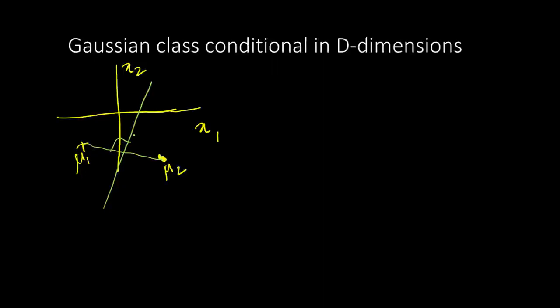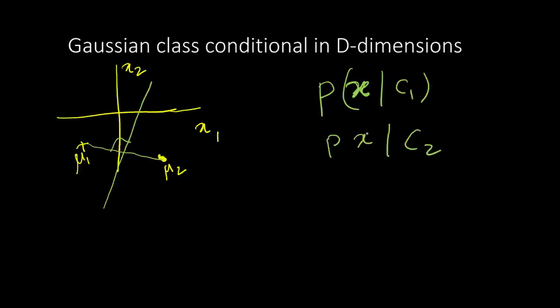What is class conditional? That is the probability distribution of x as a vector given, let's say, class C1, and the probability distribution of x given C2. Let me erase this because I don't know whether it is ideal or not, and let me change the color and use a different color for the second distribution. So P of x given C2.